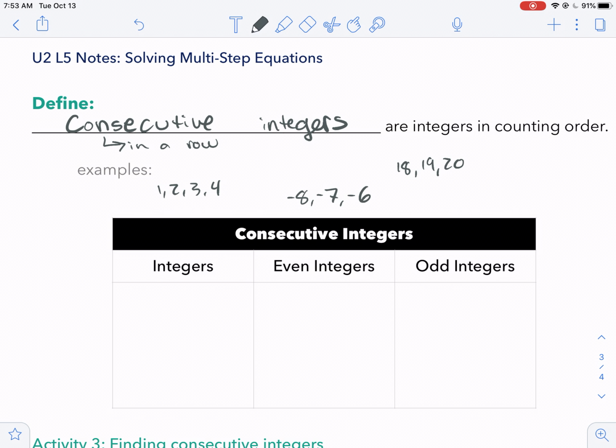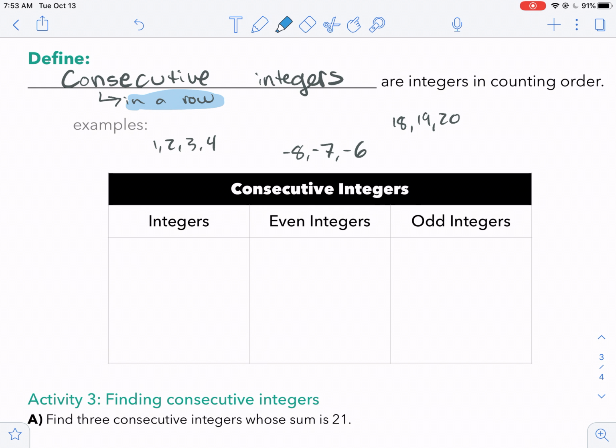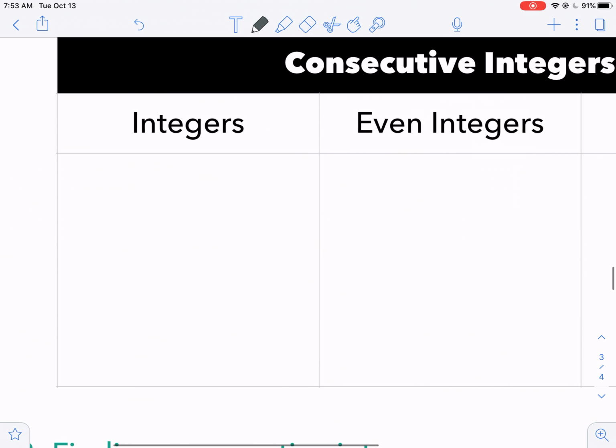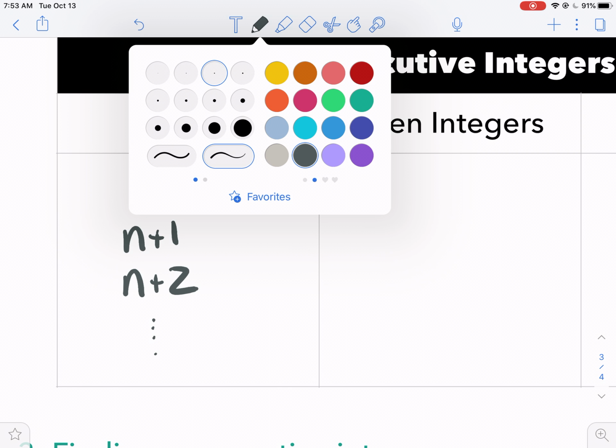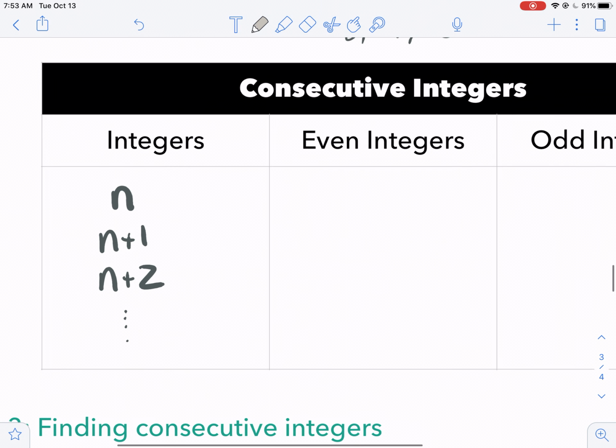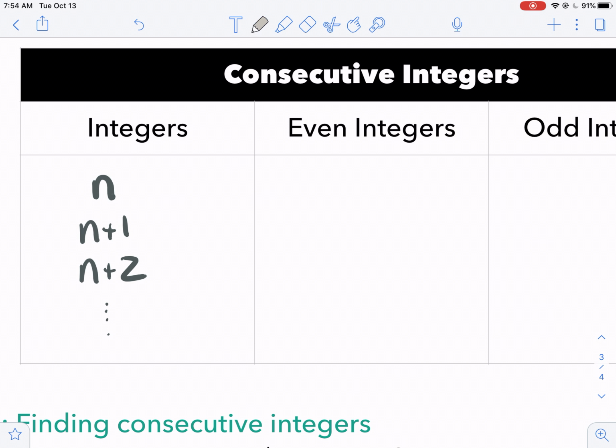Okay, so consecutive means in a row. So I'll ask you to find numbers in a row. And how you find that is if you want to find all the numbers in a row, you start with one number, and then to get the next one, you add 1, and to get the one after that, you add 2, etc. For example, if I said, find consecutive integers starting with 2, well, that would be 2, 2 plus 1 is 3, 2 plus 2 is 4, and so on.